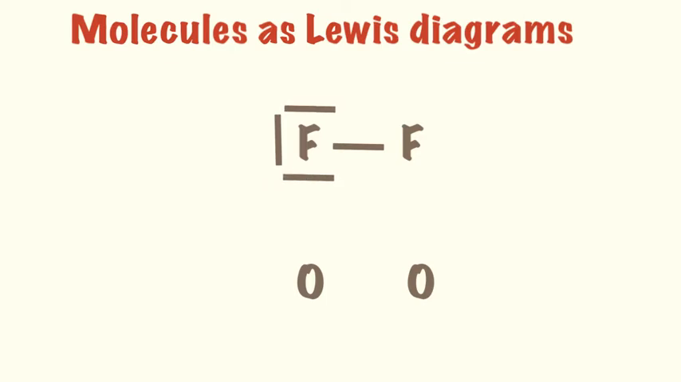Right, so you form the little boxes around fluorine, and the same for the other side. There's one, there's two, and there's the third pair. So now I've shown what the molecule of fluorine looks like.